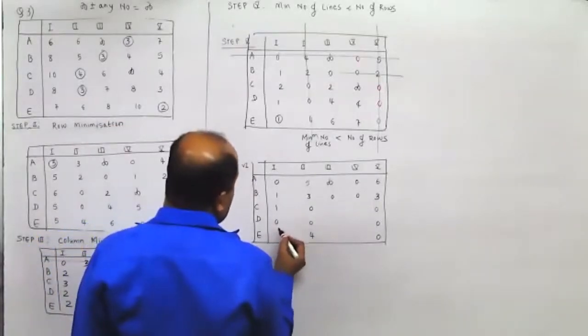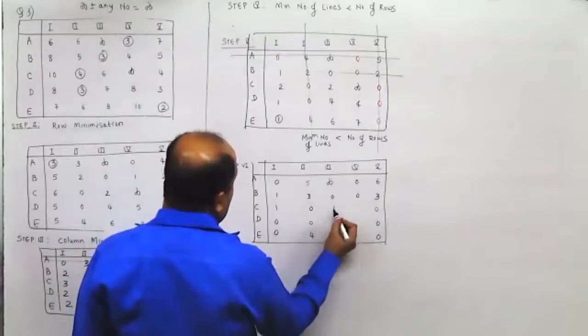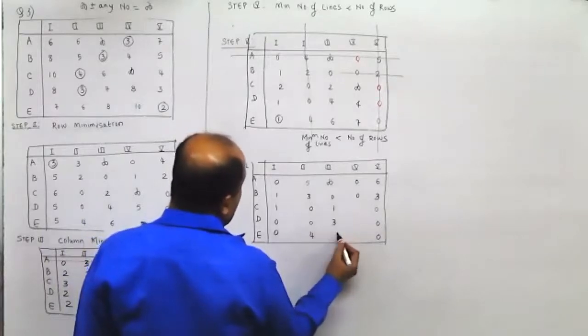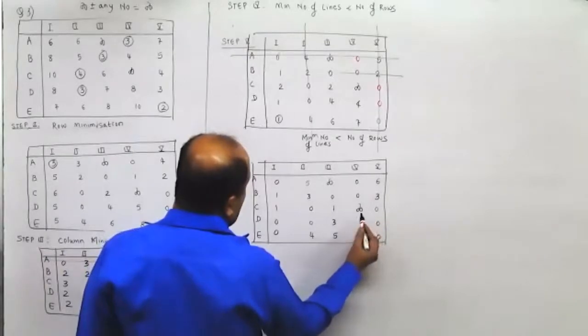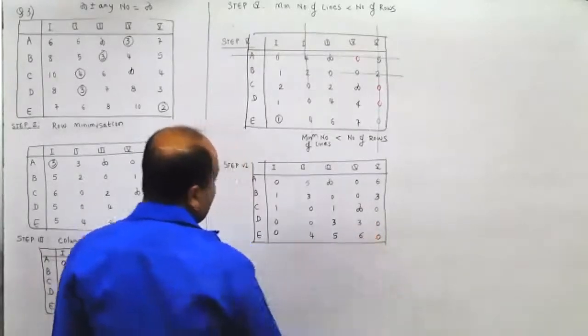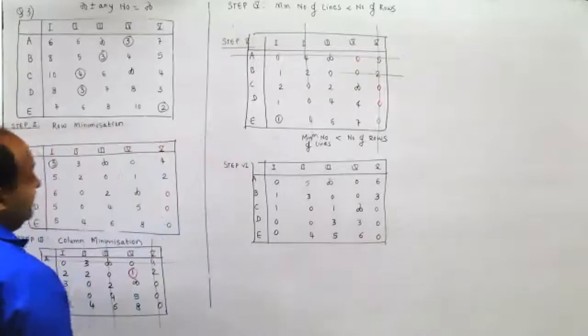1 minus 1 is 0. 1 minus 1 is 0. 2 minus 1 is 1. 4 minus 1 is 3. 6 minus 1 is 5. This is infinity. 4 minus 1 is 3. 7 minus 1 is 6. Now how many lines are required?